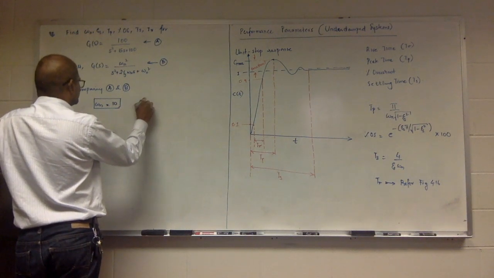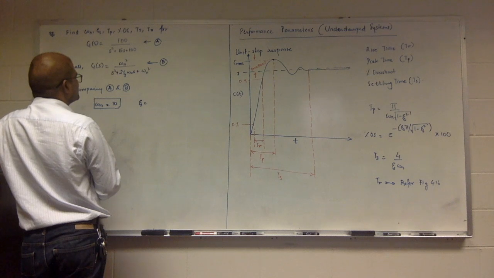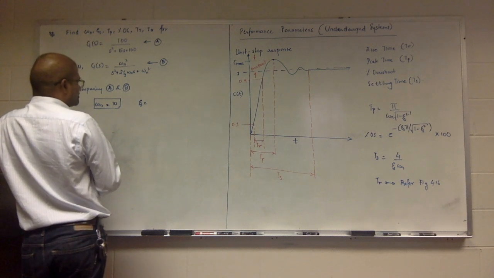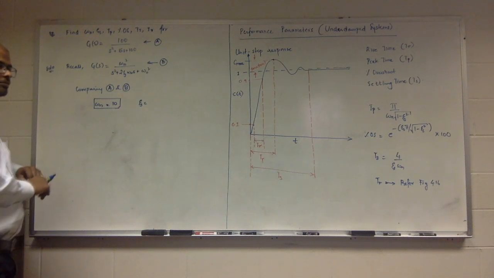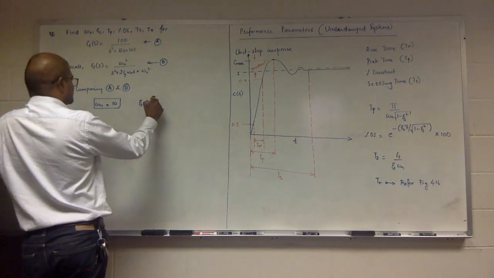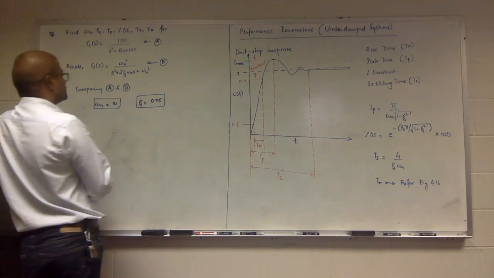Zeta, what is zeta? Anybody? It's not 7.5, because omega n is 10, so it's going to be a fraction. 3/4. 15 divided by 10 is 1.5, divided by 2 is 0.75. Yes, sounds right.